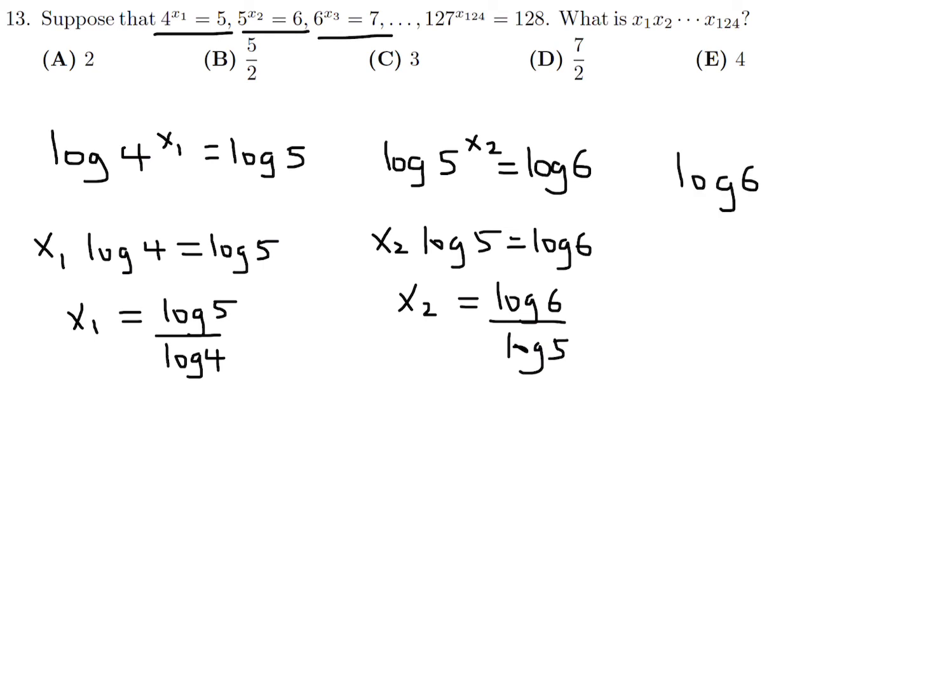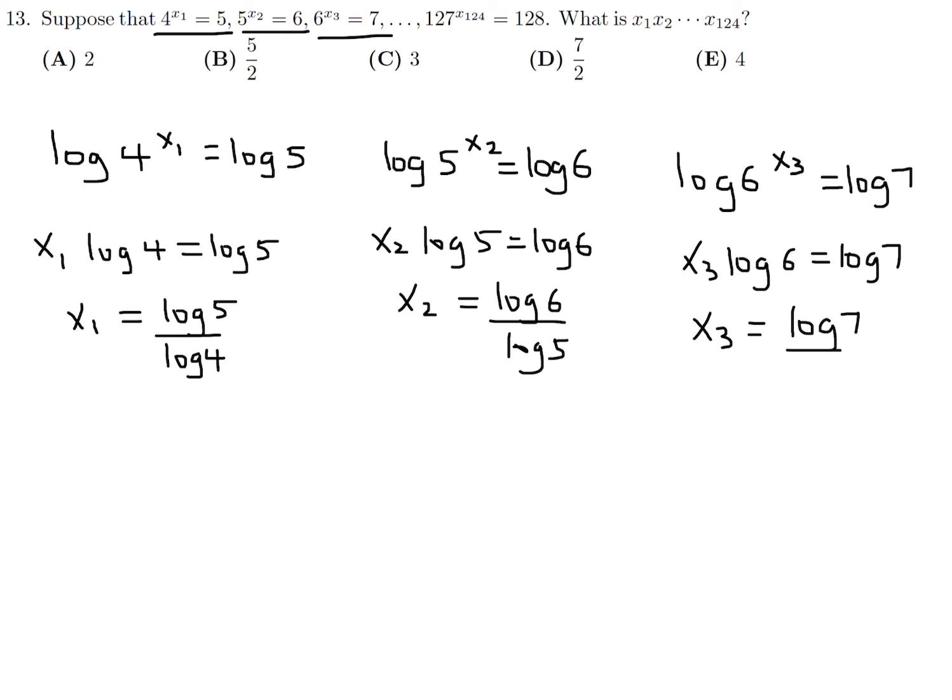Do the exact same thing to the next one. Log of 6 to the power of x3 is equal to the log of 7. x3 comes out front, and therefore we've got the log of 7 over the log of 6 is x3. And in a very similar way, obviously you get the hang of it, dot, dot, dot. I'm certainly not going to write them all out. x124 would be the log of 128 over the log of 127.